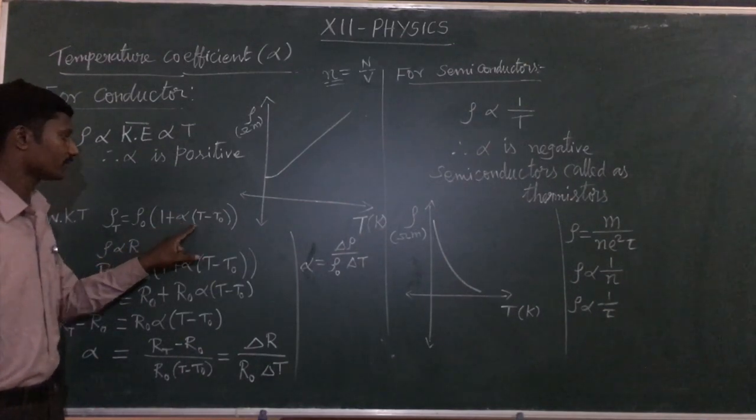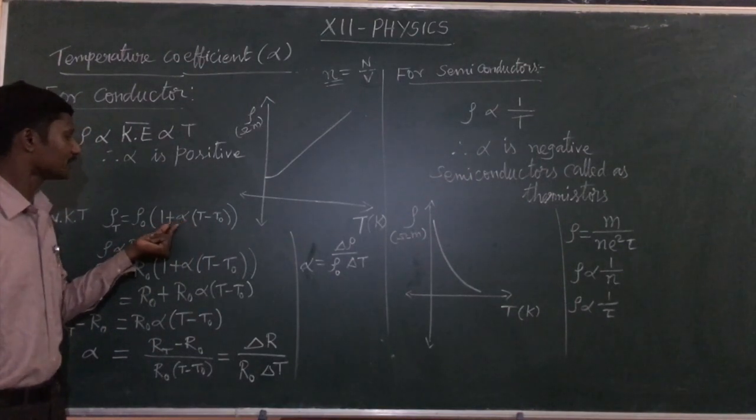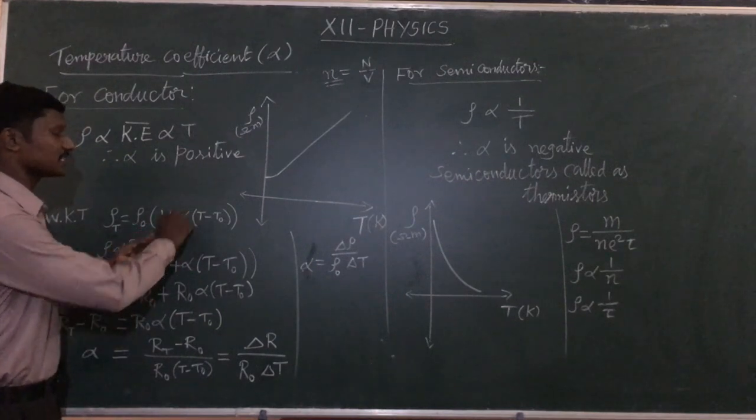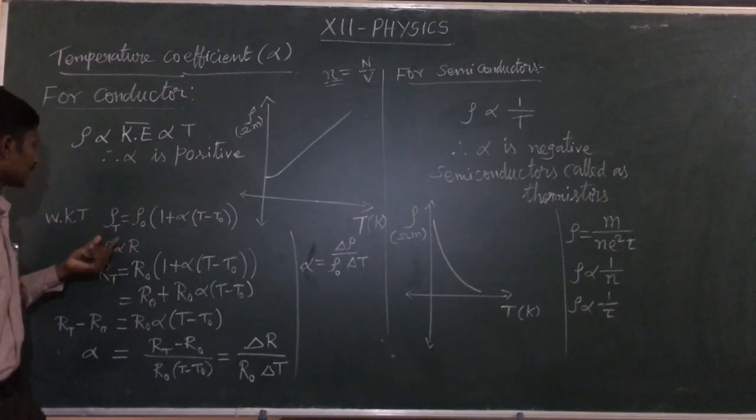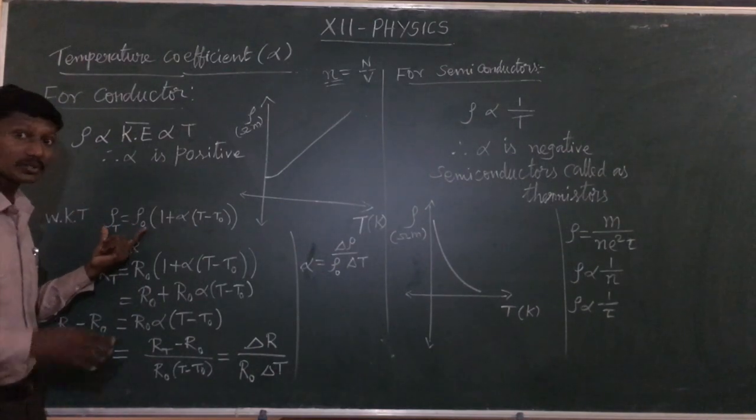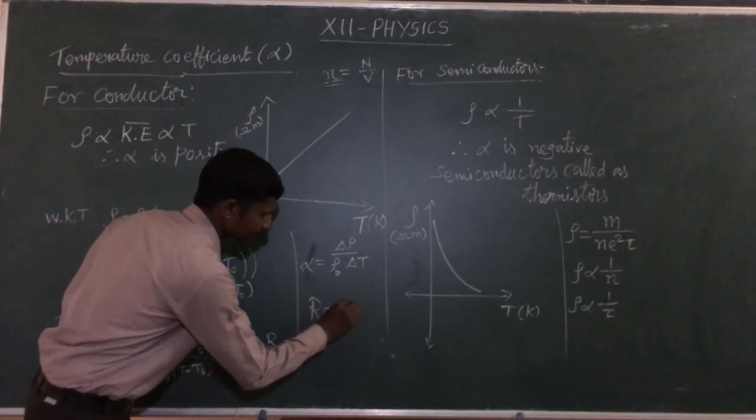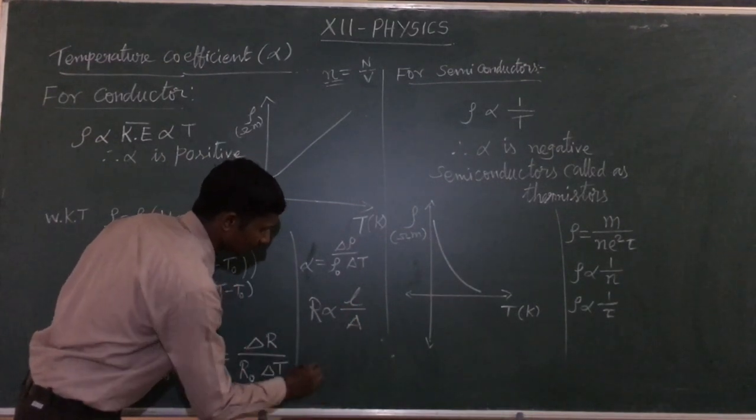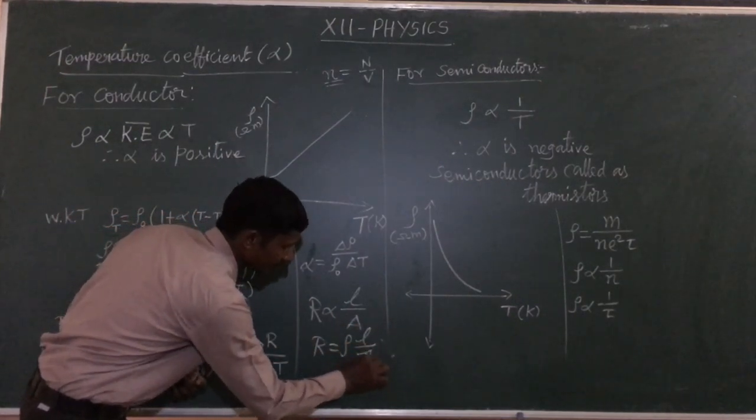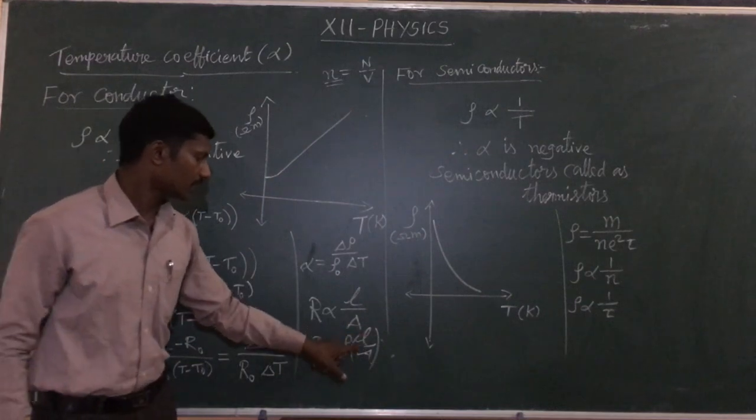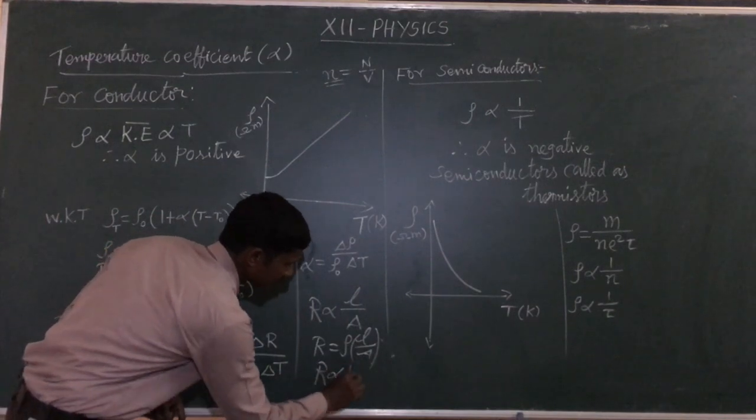So 1 plus alpha del T, where del T is the change in temperature. Alpha is positive, so 1 plus is an addition term, therefore resistivity increases. But we should convert that formula in terms of resistance. Resistance is directly proportional to length and inversely proportional to area, so we introduce a constant, that is resistivity, R equals rho L by A. Here the length and area of the conductor are constant, therefore resistance is directly proportional to resistivity.